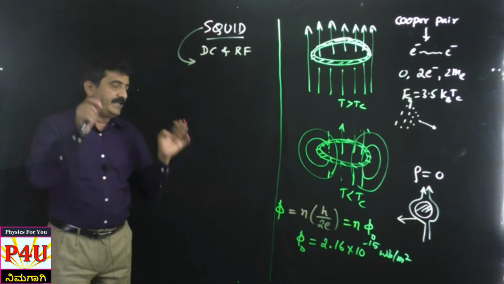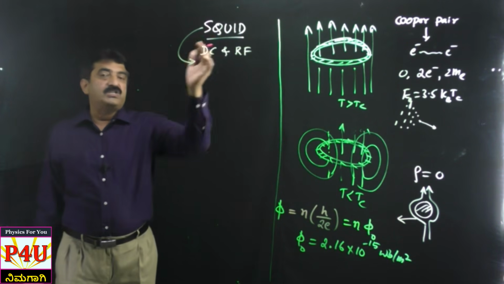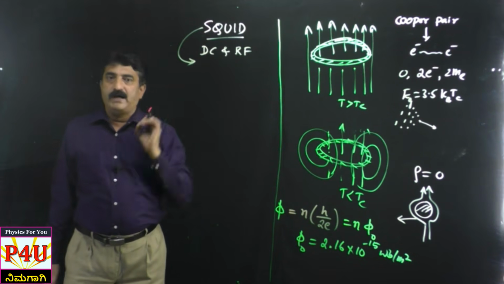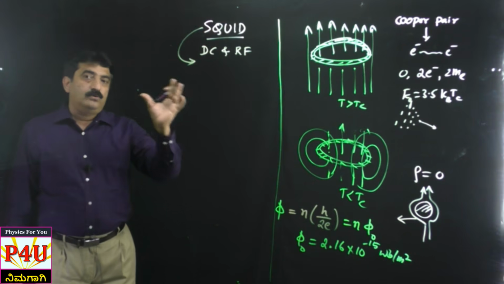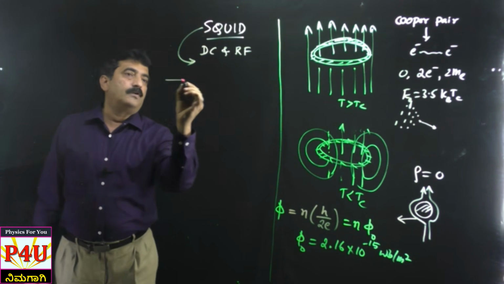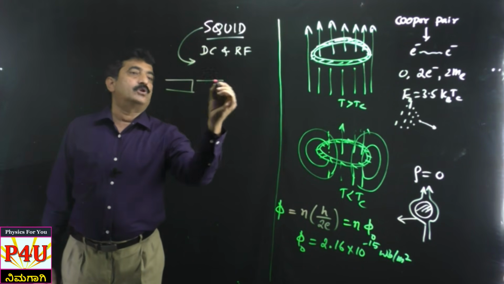First, whatever I explain, it is actually DC SQUID only. I repeat once again, SQUID stands for superconductor quantum interference device. Coming to DC SQUID, it consists of two junctions. What junctions? Yes, Josephson junctions.